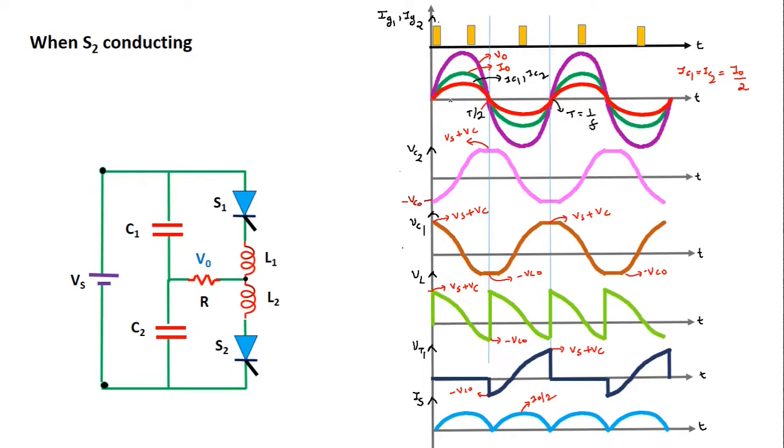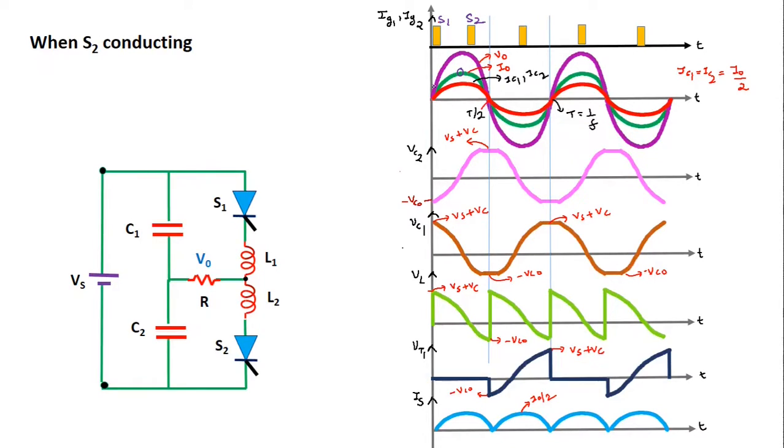Now we will consider the S2 SCR. After this peak value of this load current, what happens? We will trigger the S2 SCR. So when we will trigger the S2 SCR, this S2 SCR will start conducting and this S1 SCR will go into the off condition, as we have studied in the working of this circuit that turning on of one SCR turns off the other SCR, therefore we can get the output frequency greater than the ringing frequency. So after this peak value of the load current we will trigger the S2 SCR.